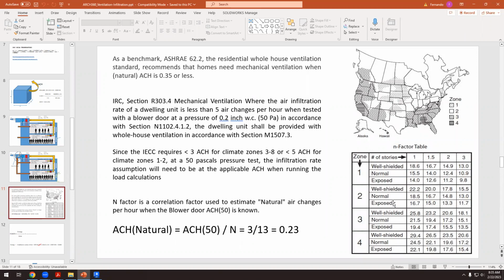If we are in the middle of nowhere without trees and on the top of a hill, I would say that it's exposed. And for the rest of the buildings, I would say normal. Okay, if we are analyzing one of these single family houses, I would say a normal exposure. So we are in zone 2. Then we are in normal exposure.